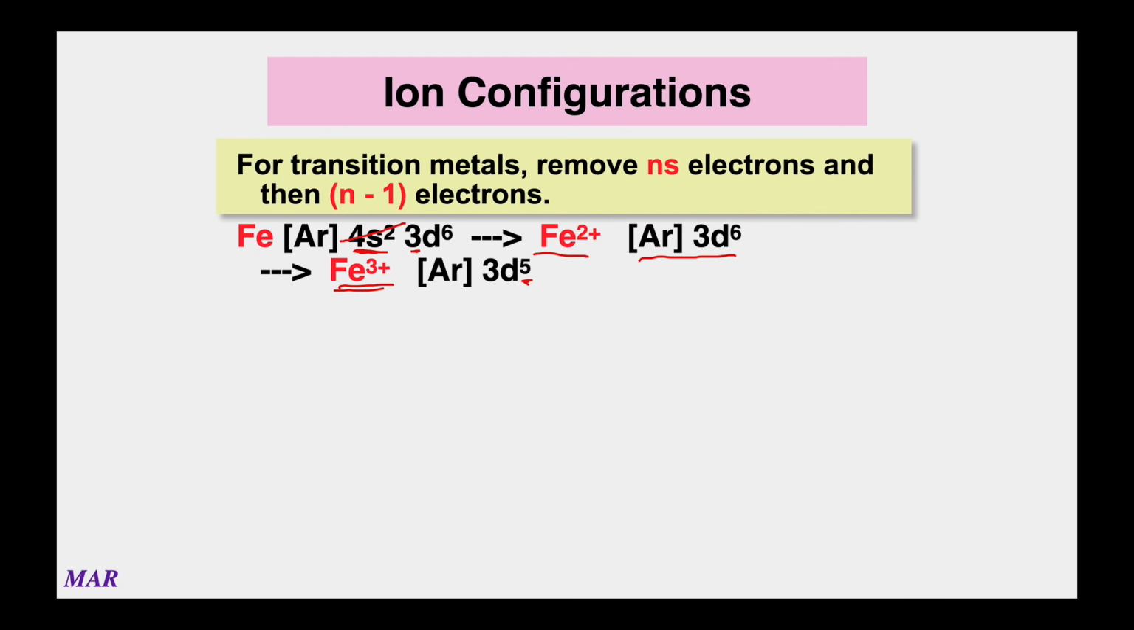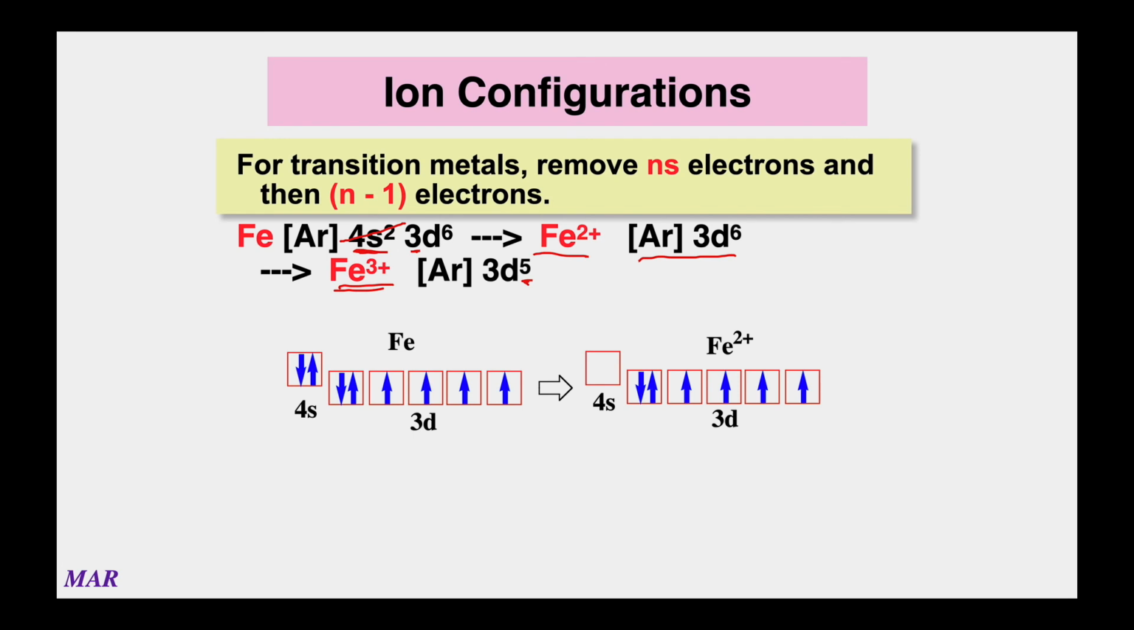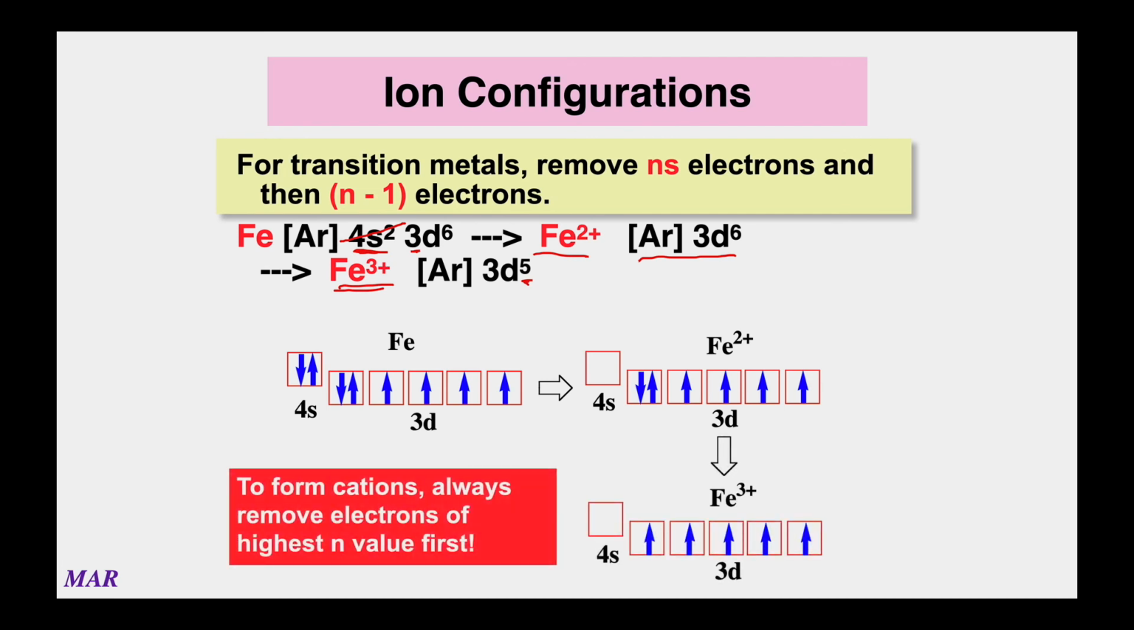I'm pointing this out because when it comes to transition metals, the last electrons in are not necessarily the first electrons out. So in iron's case, 4s came out before 3d, even though as you're filling the electrons in, the 3d electrons were filled in after the 4s, which is very wild. Here's orbital box notation. Our iron 4s2 3d6 becomes just 3d6 when you have the iron 2+ ion. And if you make iron 3+, then you have 3d5. So again, always remove electrons from the highest n value first. And that usually means the s electrons before the d's you just finished putting in.